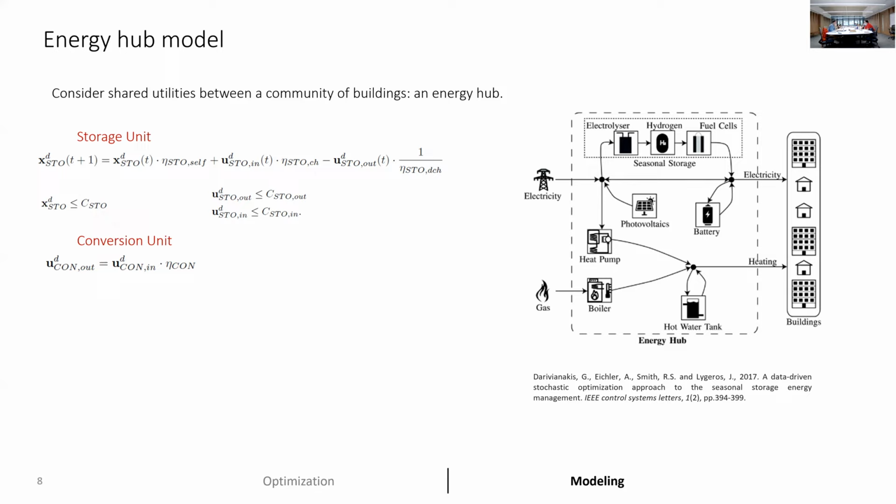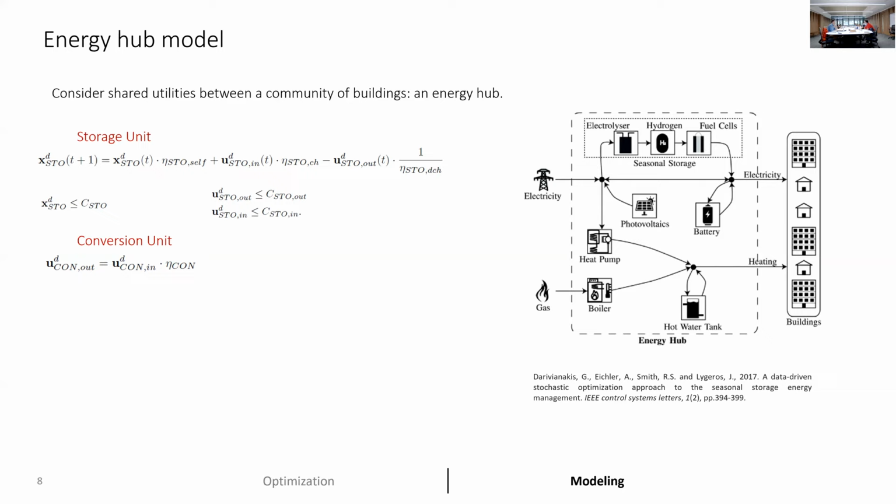That's simple. A conversion unit here, so what would that be? That would be a boiler, that would be a heat pump. Those are simply conversions between an input flow and an output flow through an efficiency, if you consider those models to be linear. So very, very simple models here.